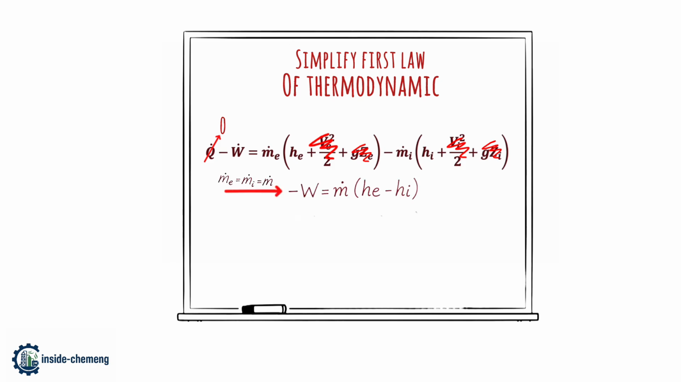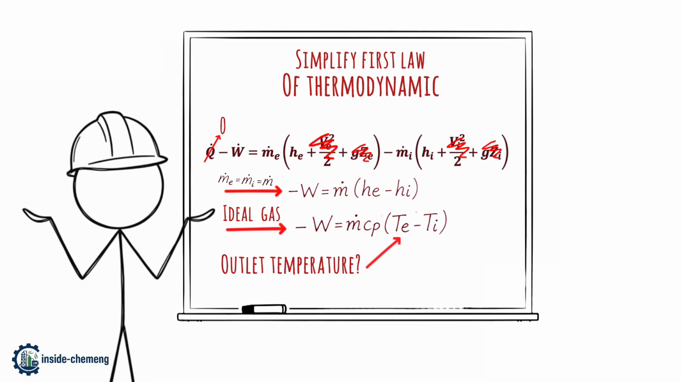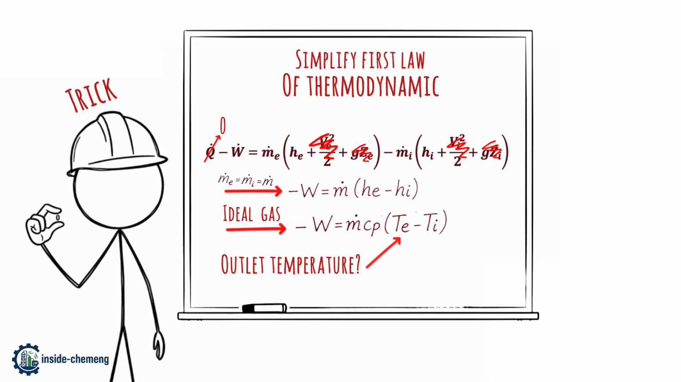The work output from the turbine simply becomes equal to the change in enthalpy between the incoming and outgoing fluid. And for an ideal gas, that enthalpy change is just the heat capacity at constant pressure, multiplied by the change in temperature. Okay, but we don't have the outlet pressure or the outlet temperature of the turbine. So what do we do? We use a little trick to get around this.